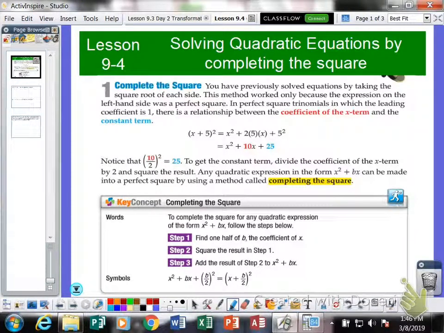In lesson 9.4, we're going to talk about solving quadratic equations by completing the square. To complete the square, you have previously solved equations by taking the square root of each side. This method worked only because the expression on the left-hand side was a perfect square.